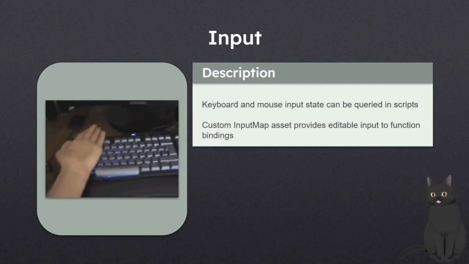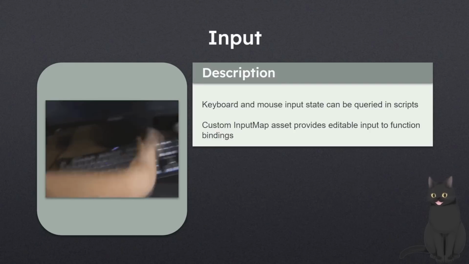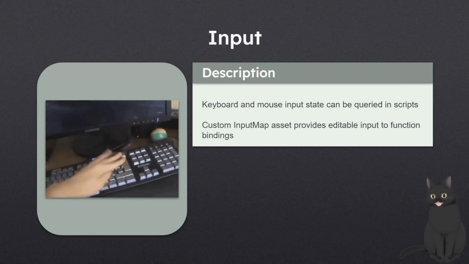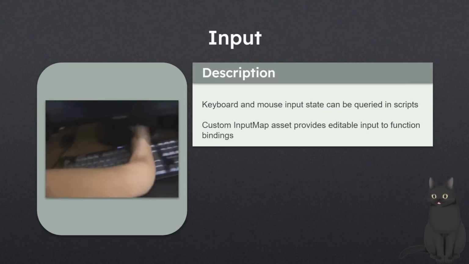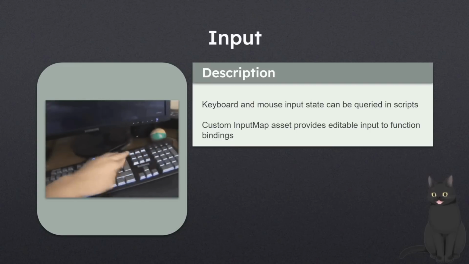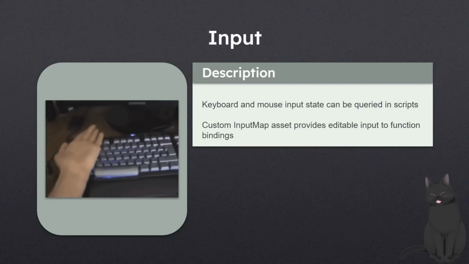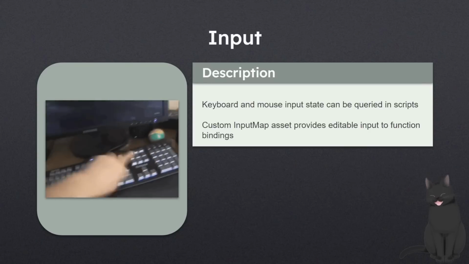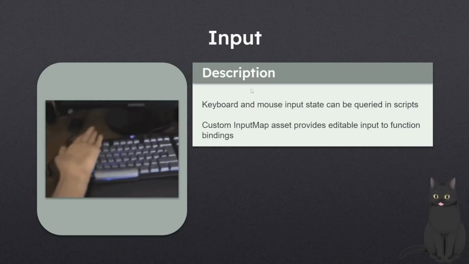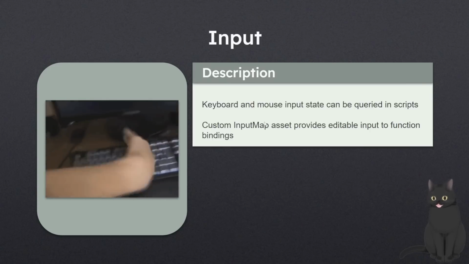All right, so input. Basically, we have two things with input. The first is we can query the state, kind of like input polling for the keyboard and mouse. The second is we have a custom input map asset, which provides editable input to function bindings. If you're ever playing a game and you see the option in the options menu to change the bindings of certain keys, something along these lines is how that system works. That's what this asset provides. Of course, this is different from their implementations, but it's kind of the idea.